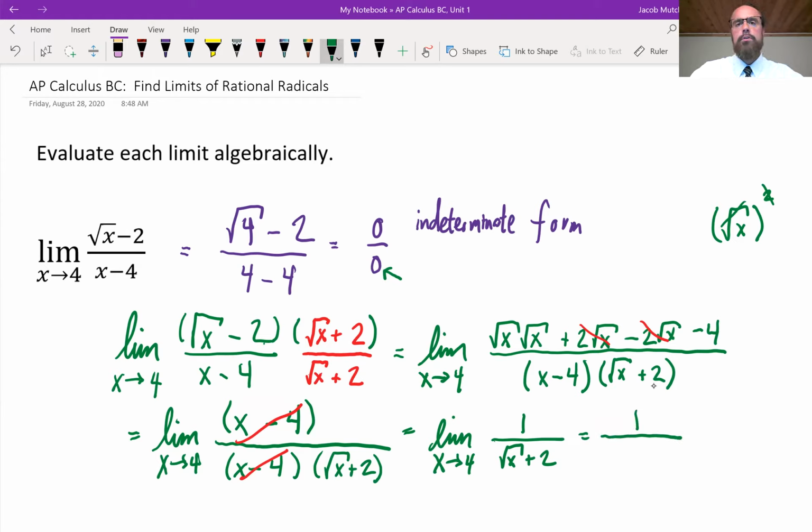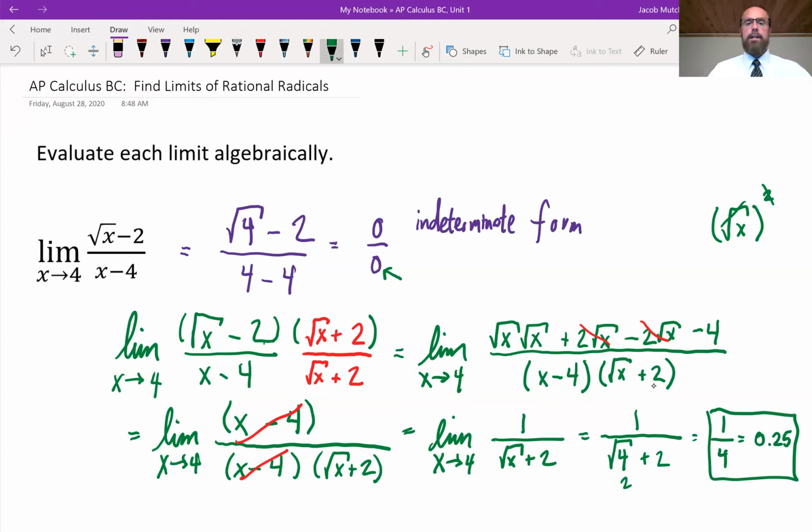So notice when I do direct substitution, the limit part disappears because basically I'm saying I'm finding the value of y at that x value. So that's 1 over the square root of 4 plus 2. Square root of 4 is 2. So this is equal to 1 over 4. If you want a decimal, 0.25. And that I would box as my answer.